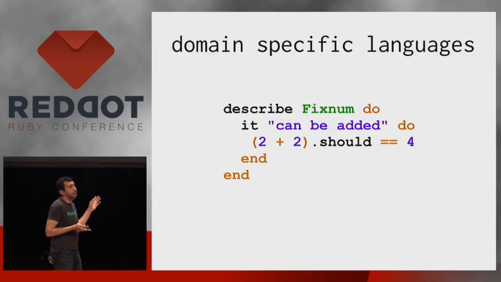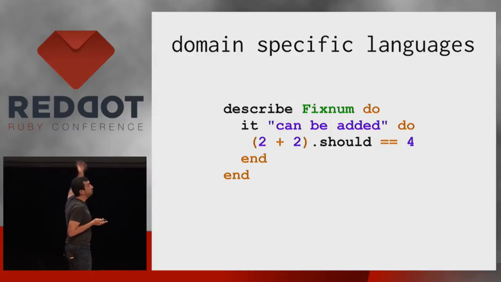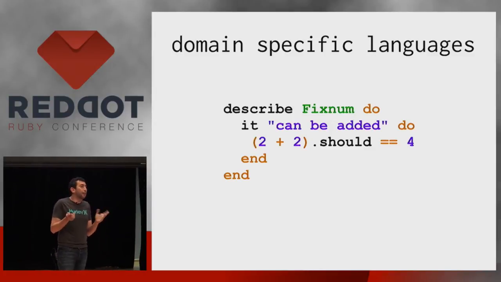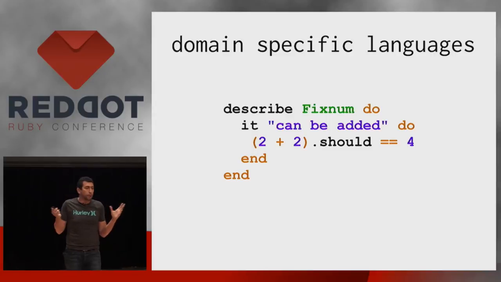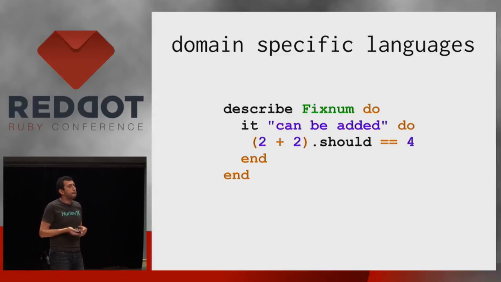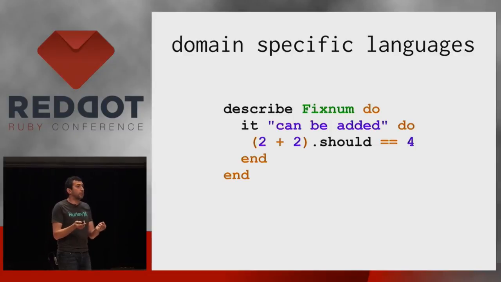And if you look at this, you cannot do this without monkey patching. In this particular case, for example, should is a method. So somebody had to add this method to at least integers, and probably to any object. So this is one use case of something that you can only do because of monkey patching.